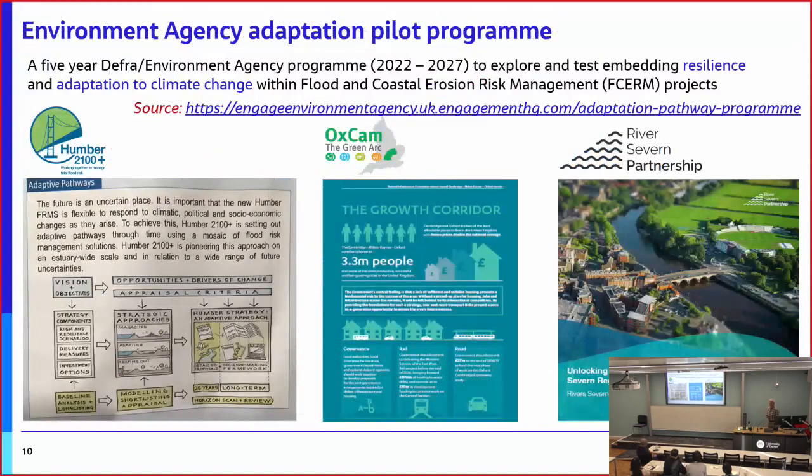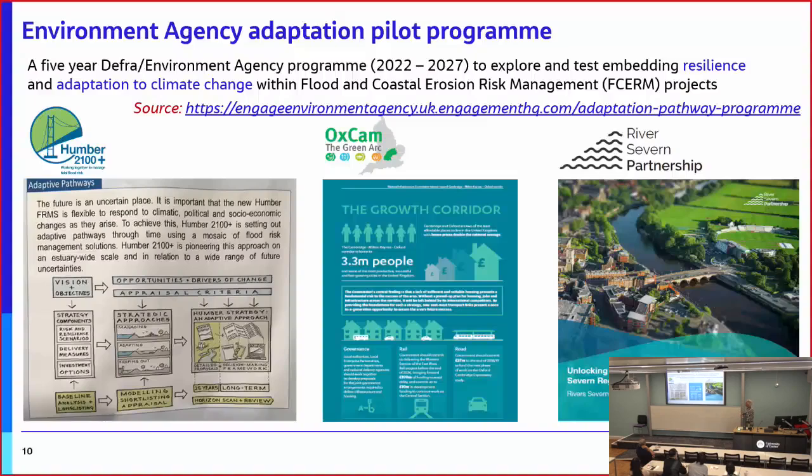So my particular project that I'm currently involved in is one for the River Severn Partnership, and it's part of an adaptation pilot program being funded by the Environment Agency, and at the time I prepared the slide, it had 3 focus areas. It's now got 5 focus areas, but these are geographically different.